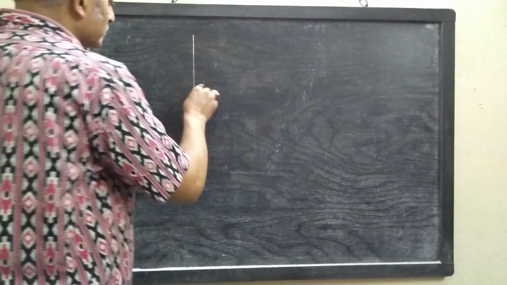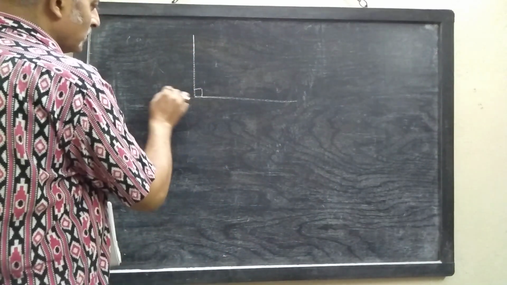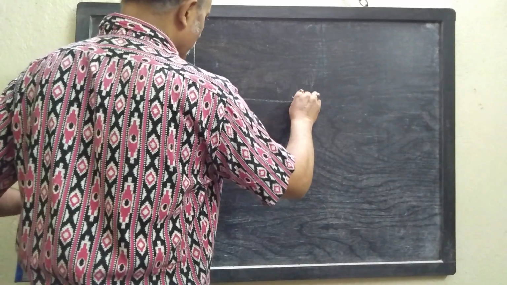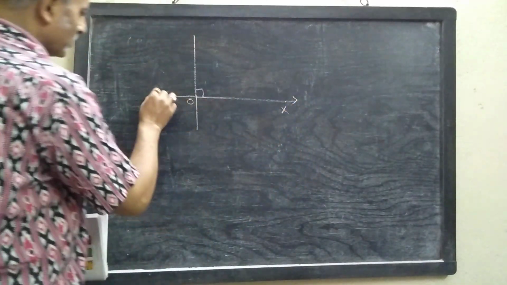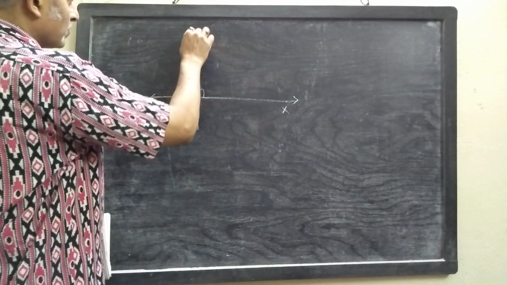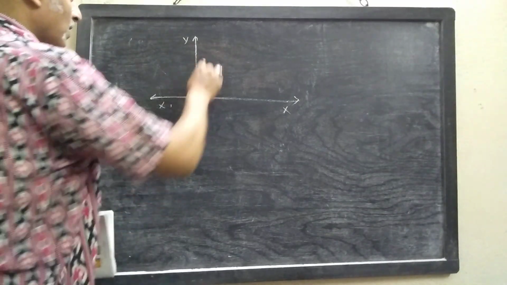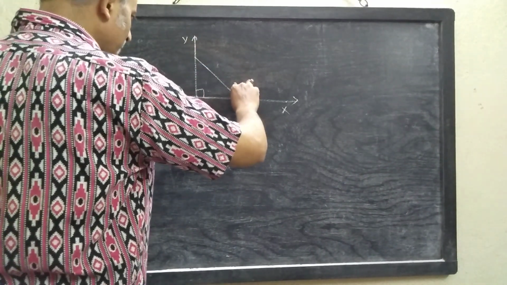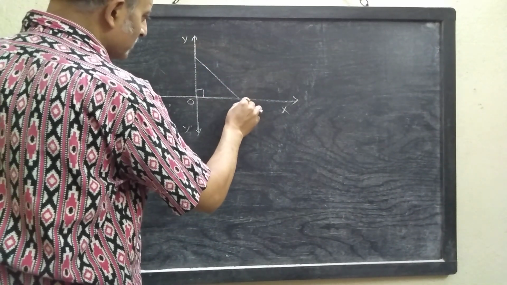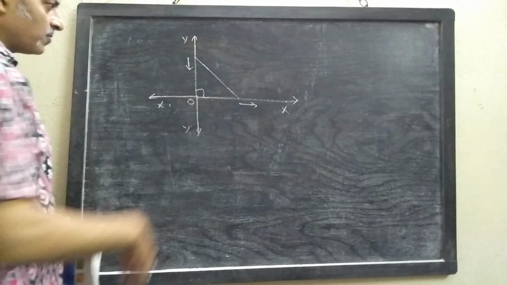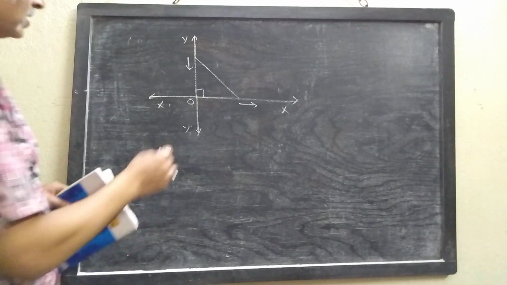Suppose these are two mutually perpendicular straight lines. We can take them as coordinate axes, no problem. And the rod is here, which is sliding. Sliding means its lower end moving in this way, its upper end moving in this way.